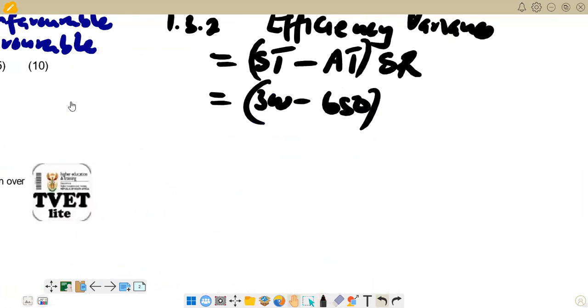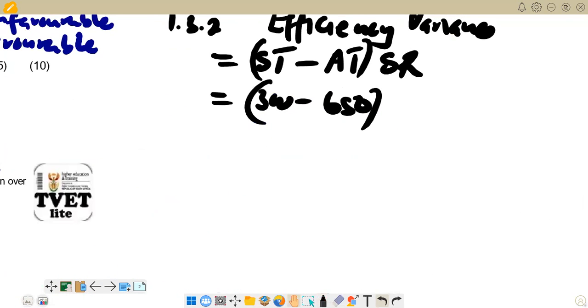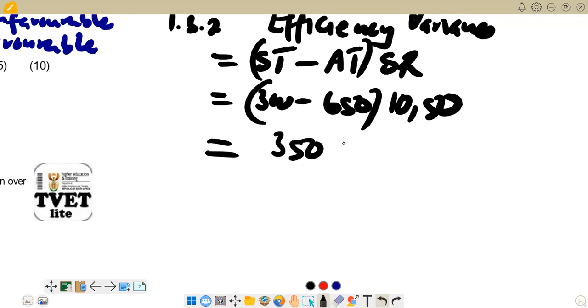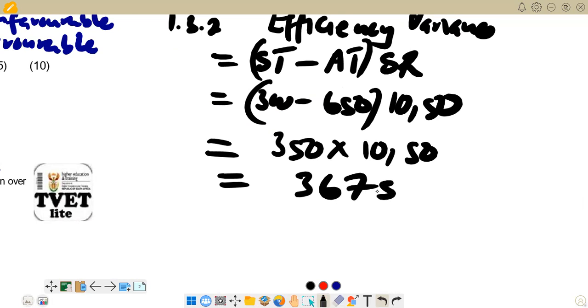So we come here again and substitute that one, 10 rand 50. When you multiply, 300 minus 650, then the answer that you get, you multiply by 10.50. Obviously when you subtract, you're going to get 350. Then you multiply by 10.50. There, you get 3,675. And then obviously we need to identify whether it's favorable or unfavorable.